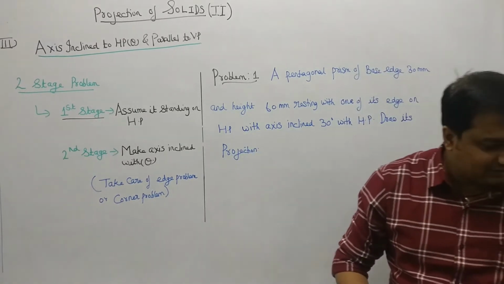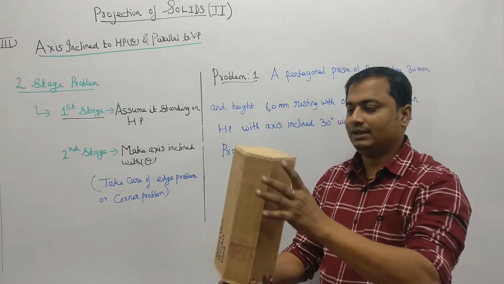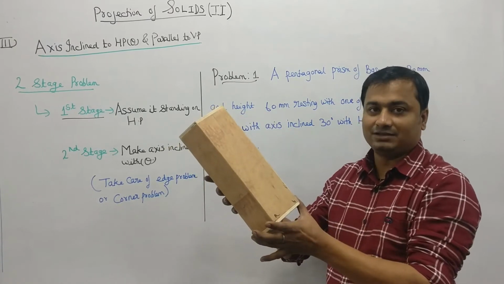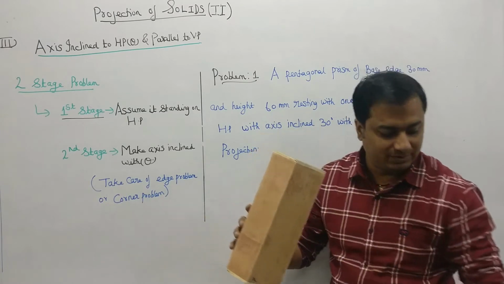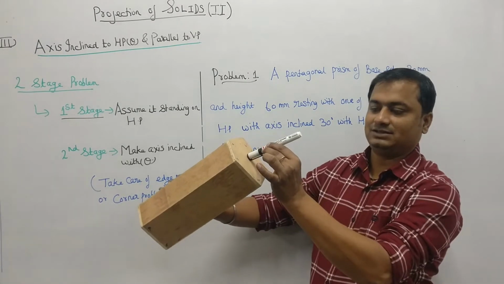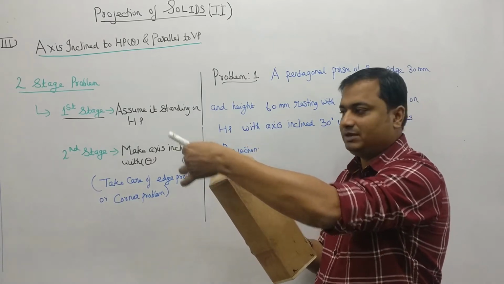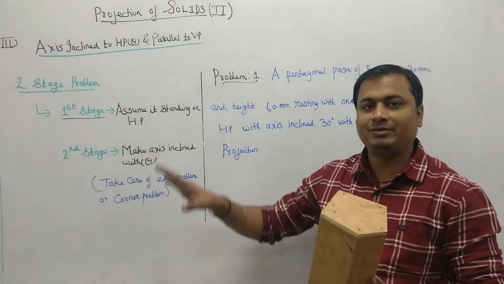You can just understand by means of this pentagonal prism. This is inclined, suppose like this. It can be also like this. It can be like this also. So both you can say are inclined to HP. The axis can be inclined like this, or the axis can be inclined with HP like this. So both are inclined to HP and parallel to VP. So what I have to assume in the first step is very important.